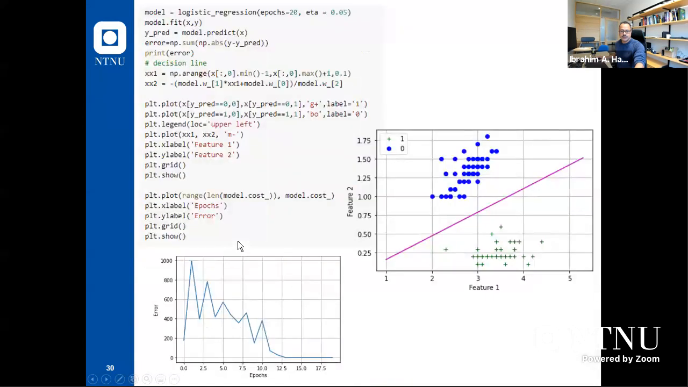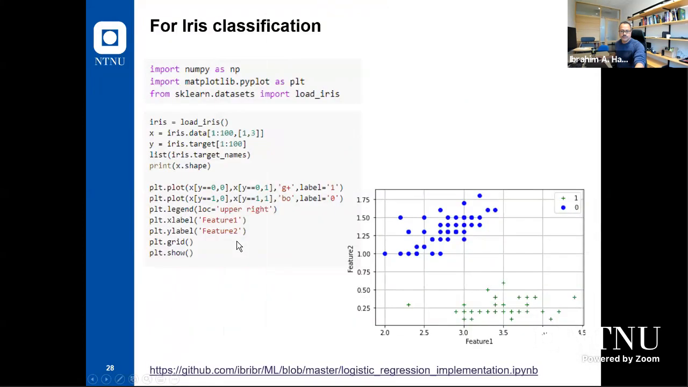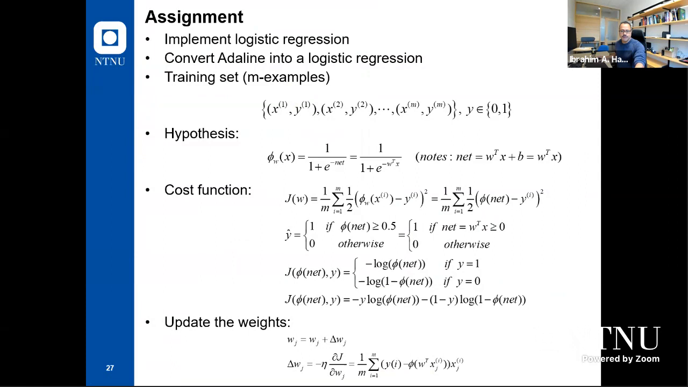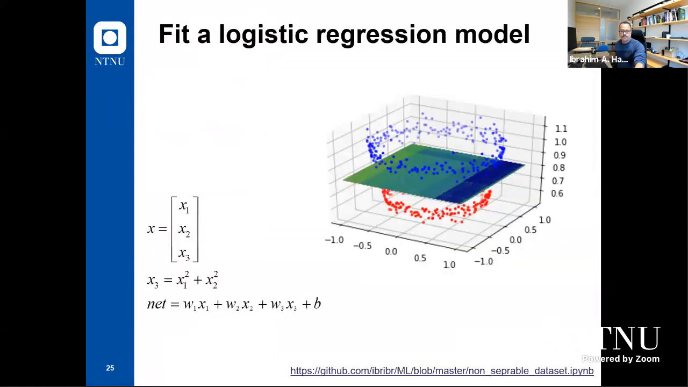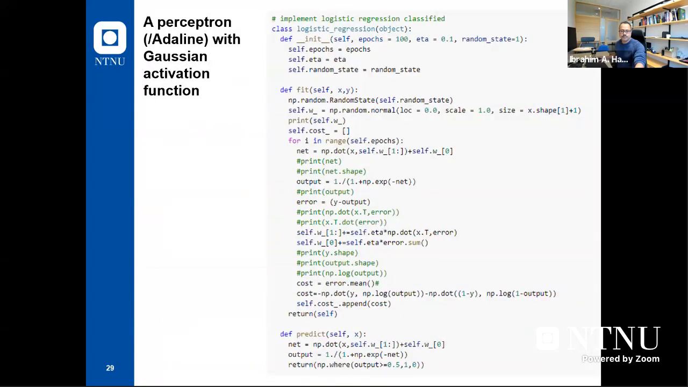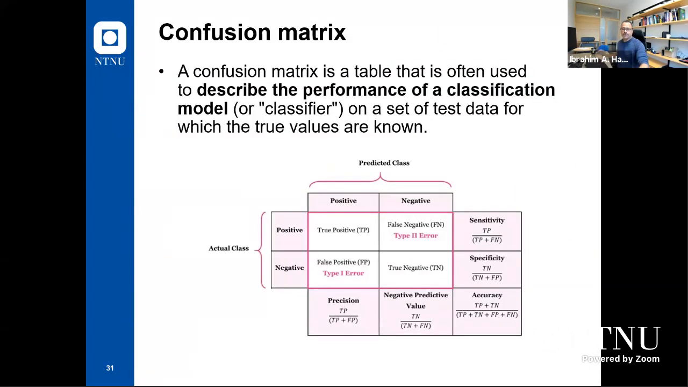I don't remember this iris classification problem. Yeah. But also, we'll talk about the confusion matrix. Did we talk about the confusion matrix last time?